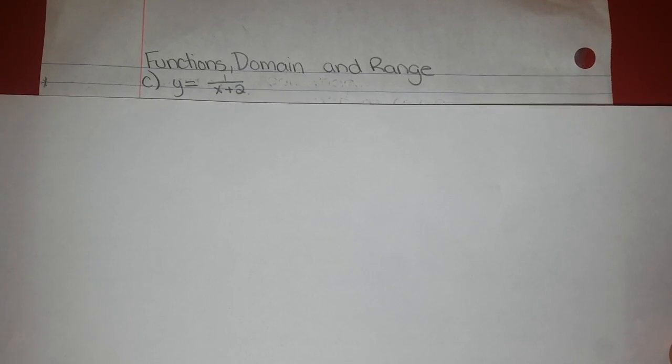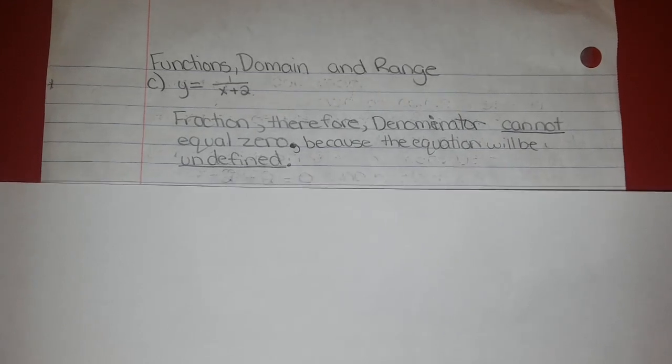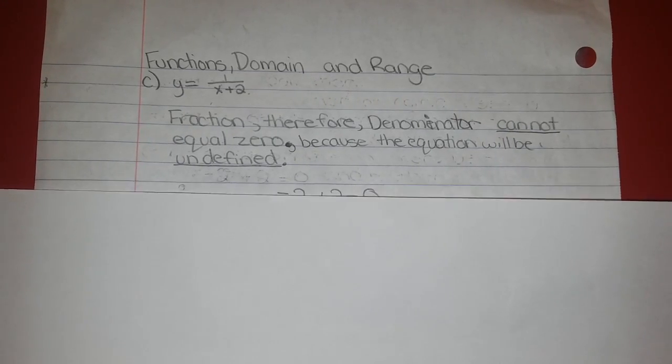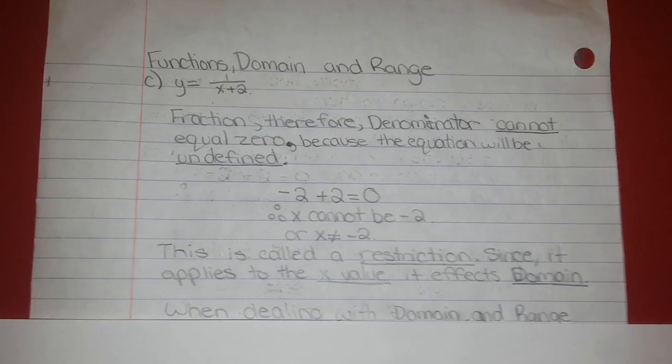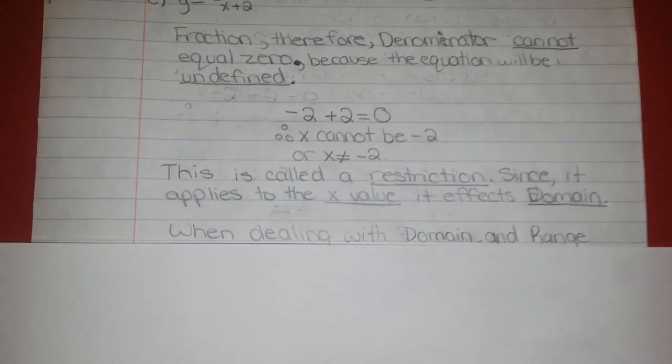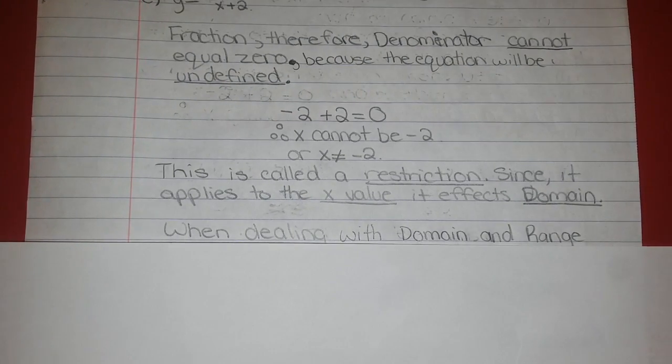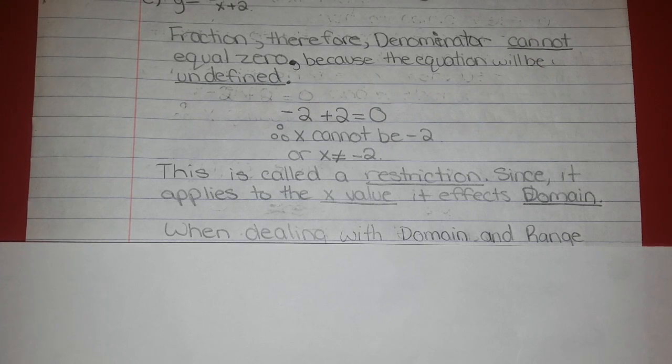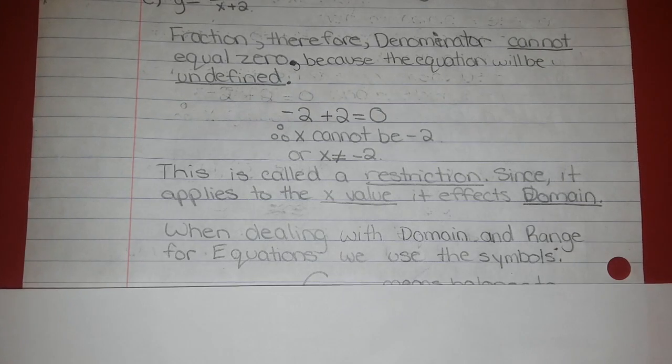Question, we have 1 over x plus 2. This is a fraction, therefore the denominator cannot equal 0 because the equation will be undefined. So now we have -2 plus 2 is equal to 0, therefore x cannot equal -2. This is basically a restriction, and since it applies to the x value, it affects the domain.